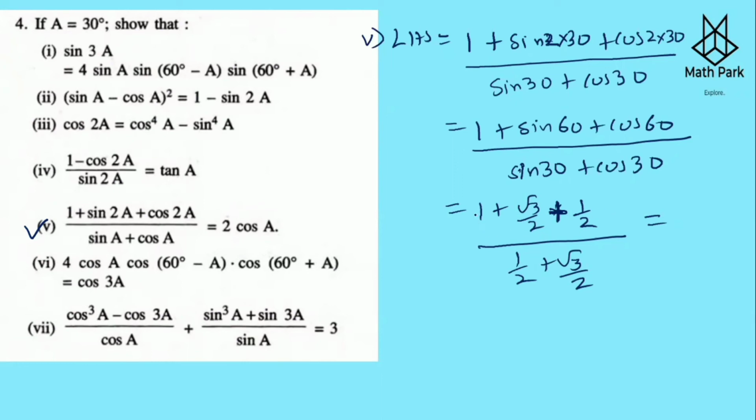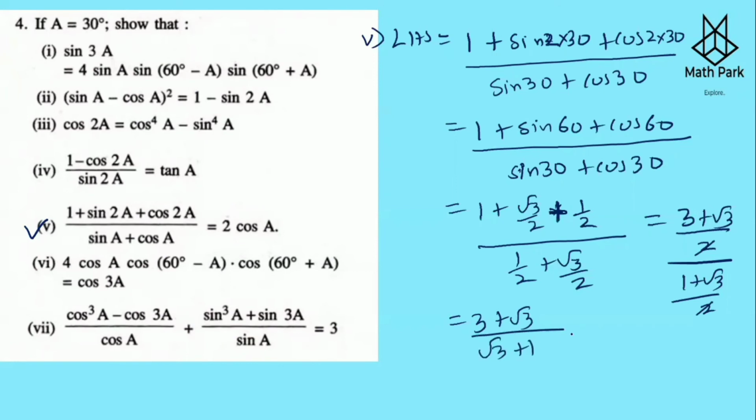If I add, 2 ones are 2, 2 plus 1 is 3. We get 3 plus root 3 upon 2. In the denominator we have 1 plus root 3 upon 2. This 2 and 2 got cancelled. So we have 3 plus root 3 upon 1 plus root 3. This can be written as 3 plus root 3 upon root 3 plus 1 because we need to rationalize the denominator. So multiplying by root 3 minus 1 upon root 3 minus 1, put the brackets over here.